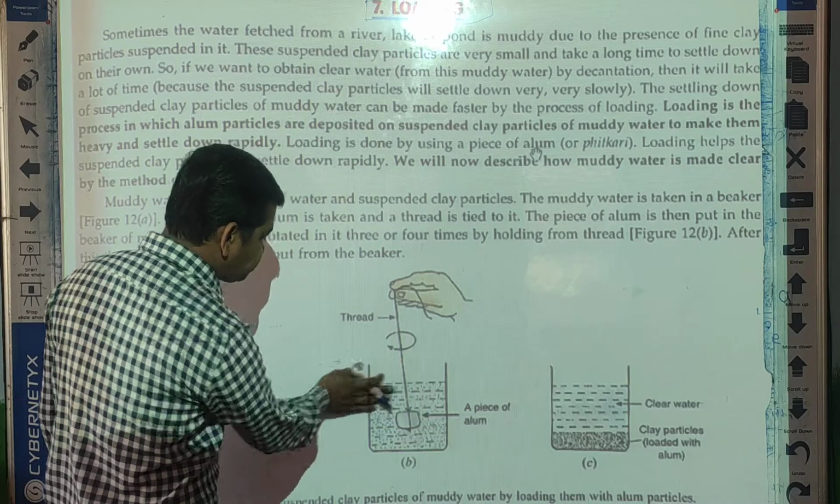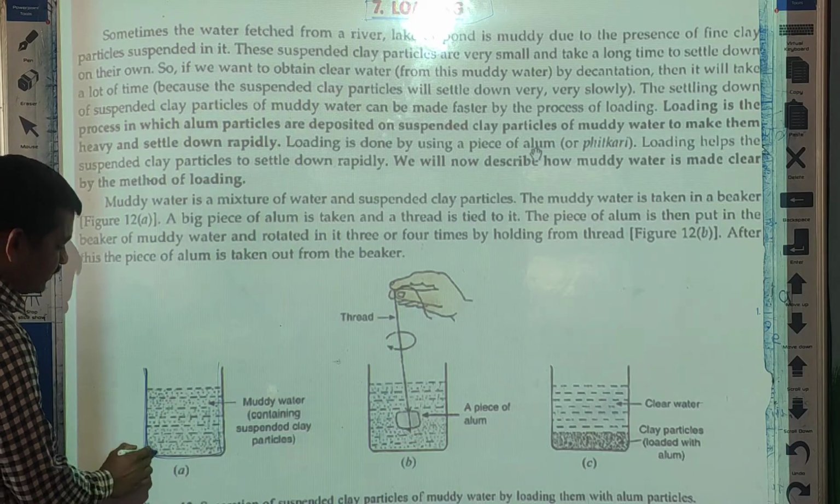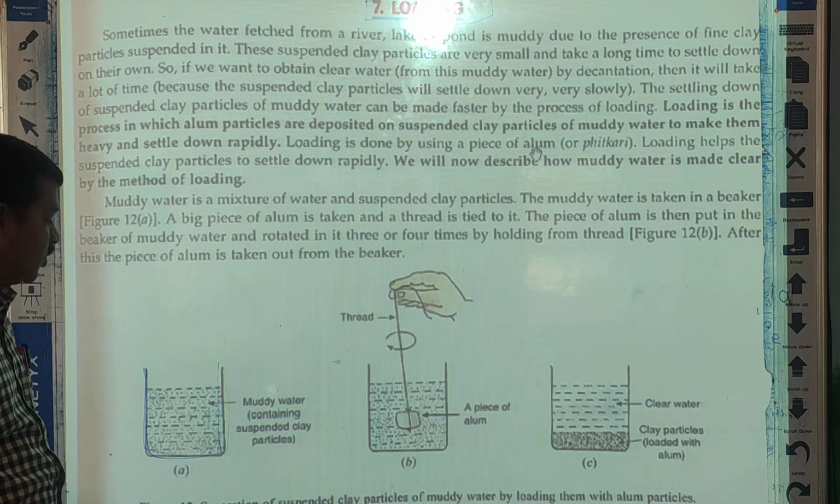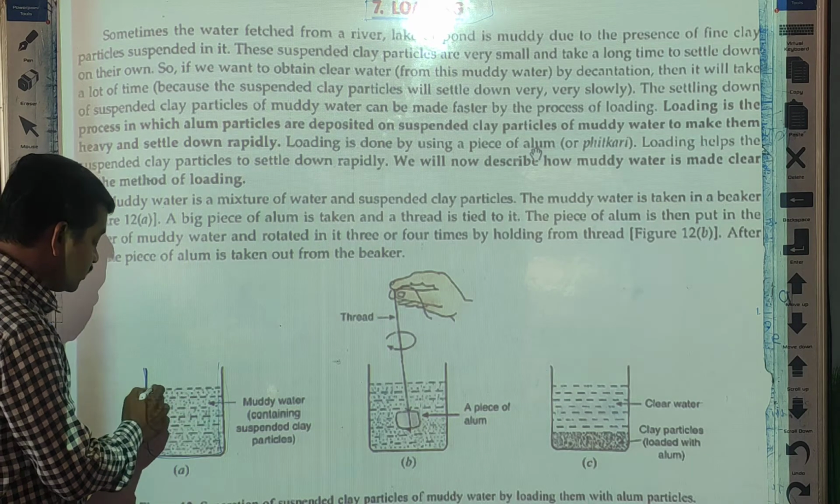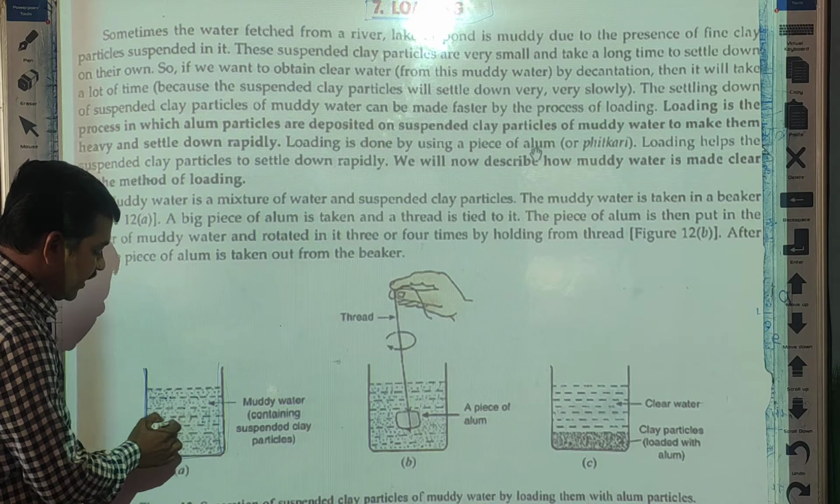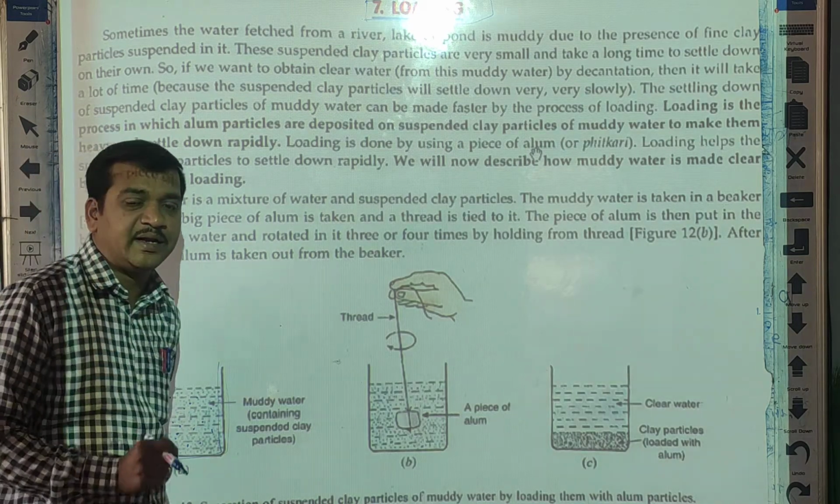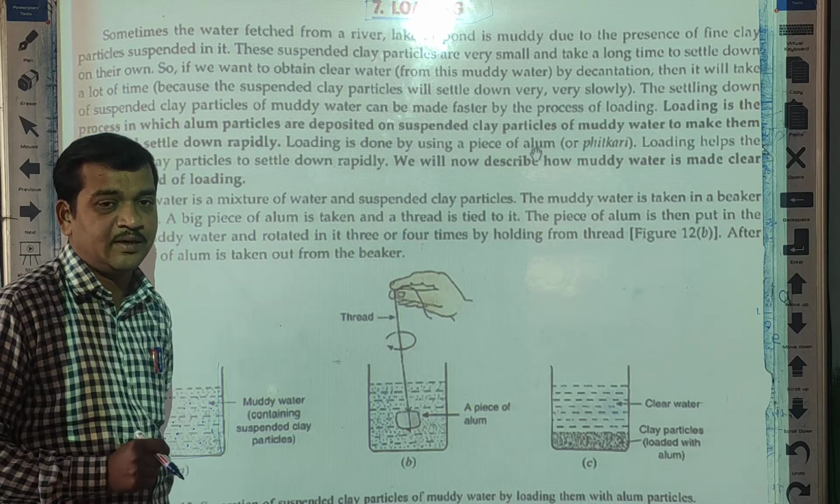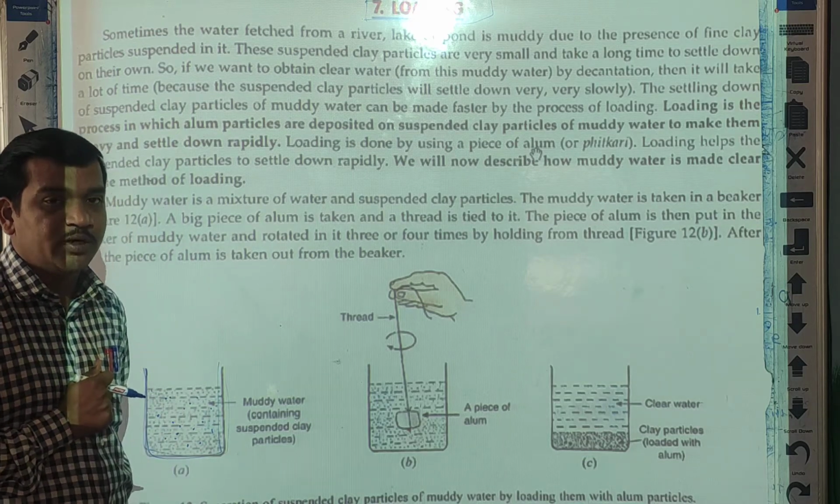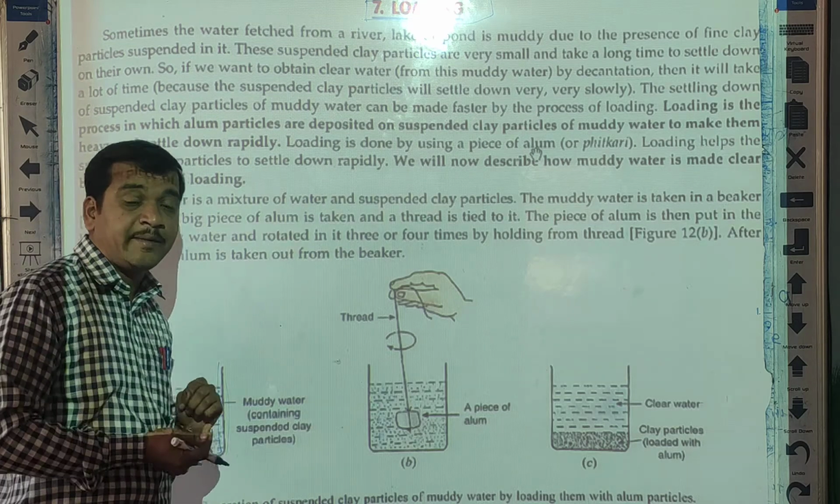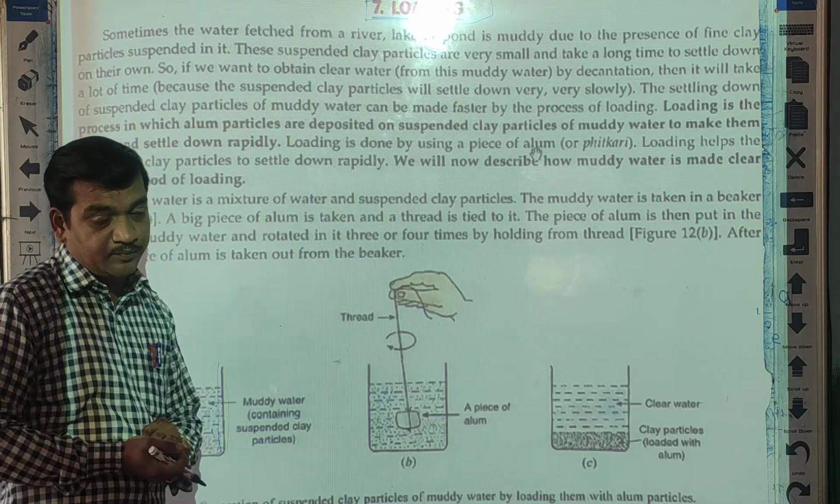Now see students, this is a beaker, and in this beaker there is water that contains clay particles, or we can call it muddy water. Clay particles, fine soft particles are there, which are suspended in water, and these particles will take more time to settle at the bottom.